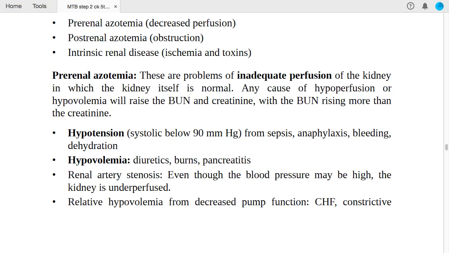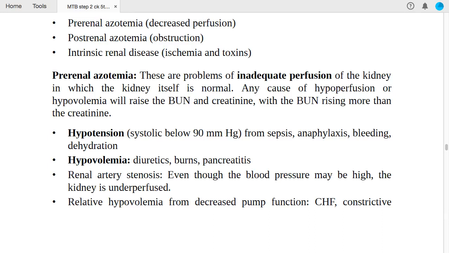It may be because of hypotension. Hypotension is systolic below 90, from sepsis. Maybe it's a case of sepsis. In that case, you're going to see pre-renal azotemia. There will be increased blood urea nitrogen, but it isn't due to any pathology related to the kidney. It's all because of the pre-renal cause. Anaphylaxis can also cause it, bleeding, dehydration. In all of these cases, you're going to see pre-renal azotemia. The cause is not inside the kidney, but because of the less perfusion of the kidneys, you're going to see all these things, and hypotension especially.